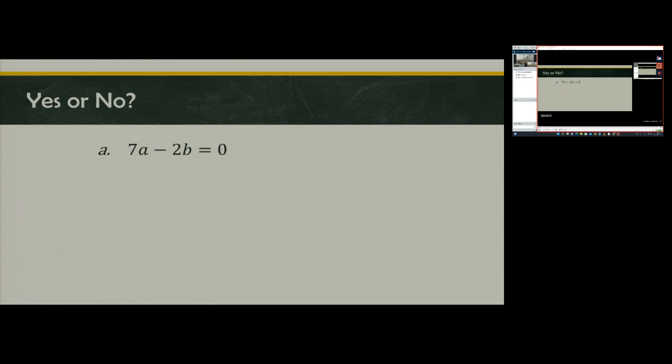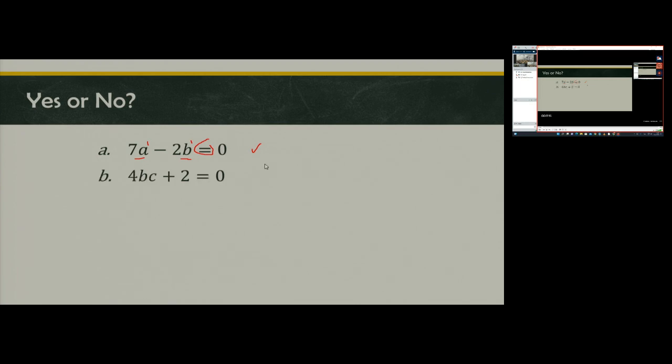Is it a yes or a no? Yes, okay. Again, there is an equal symbol. Each term has one variable each, and the power of the variable is power 1. Then it is a yes.